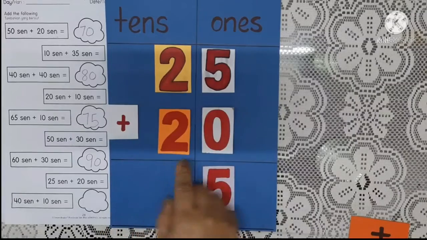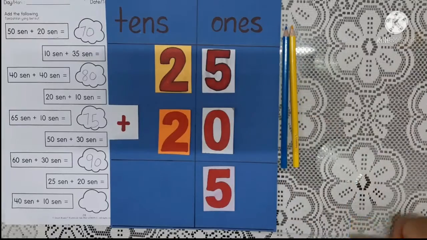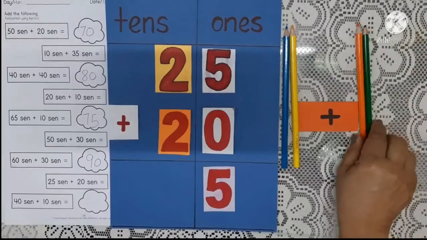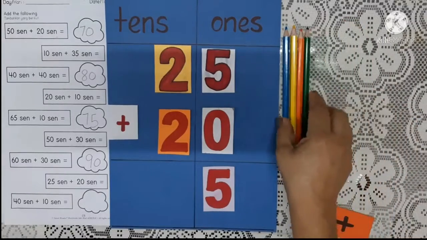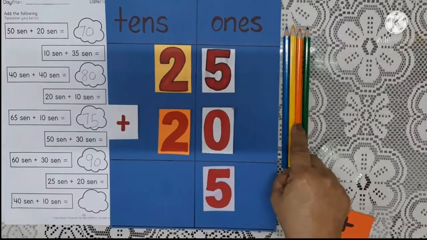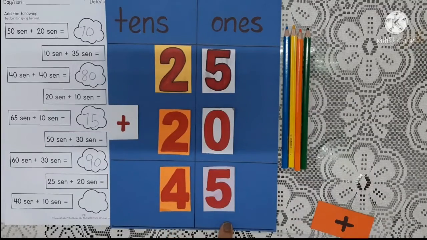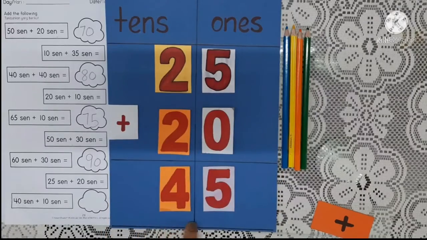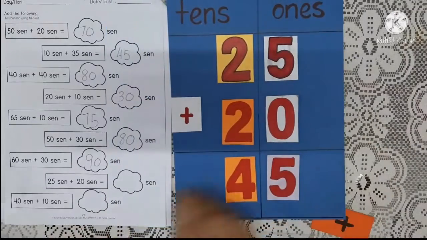2 plus 2. So let's take 2 pencils. 1, 2. Plus 1, 2. Alright, now 2 plus 2. Let's bring them together. 1, 2, 3, 4. 4. Good. So what number is this? 45. So 25 plus 20 equals 45. So let us write it down.